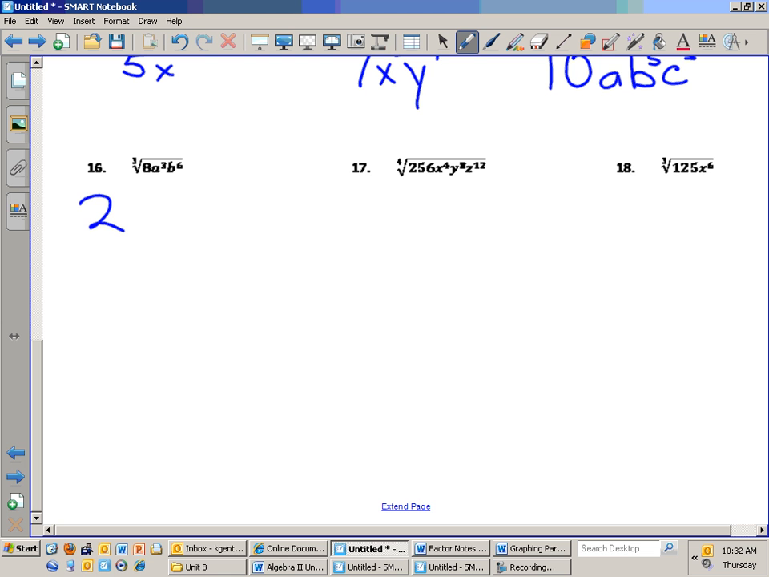Cube root of 8 a to the third. So what times what times what is a to the third? Just a. You're right. You take that exponent and you divide it by 3. So it will be b to the second. Very good. So you can take your exponents and divide them by the index number, whatever you want to call it. The root number.